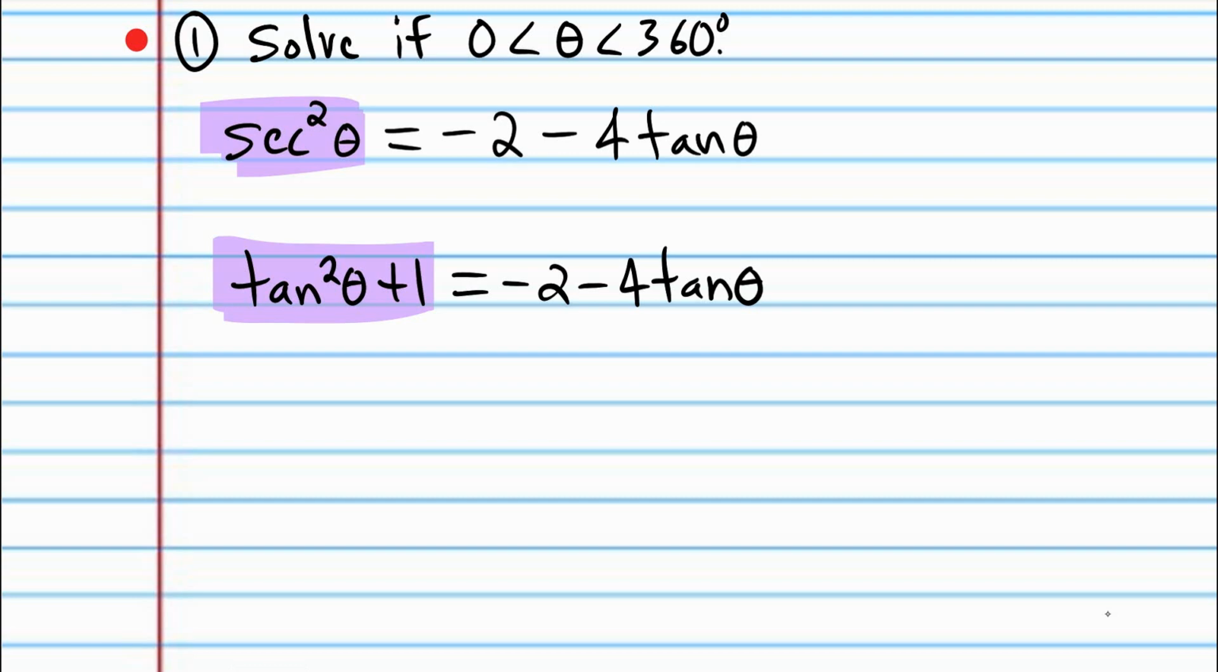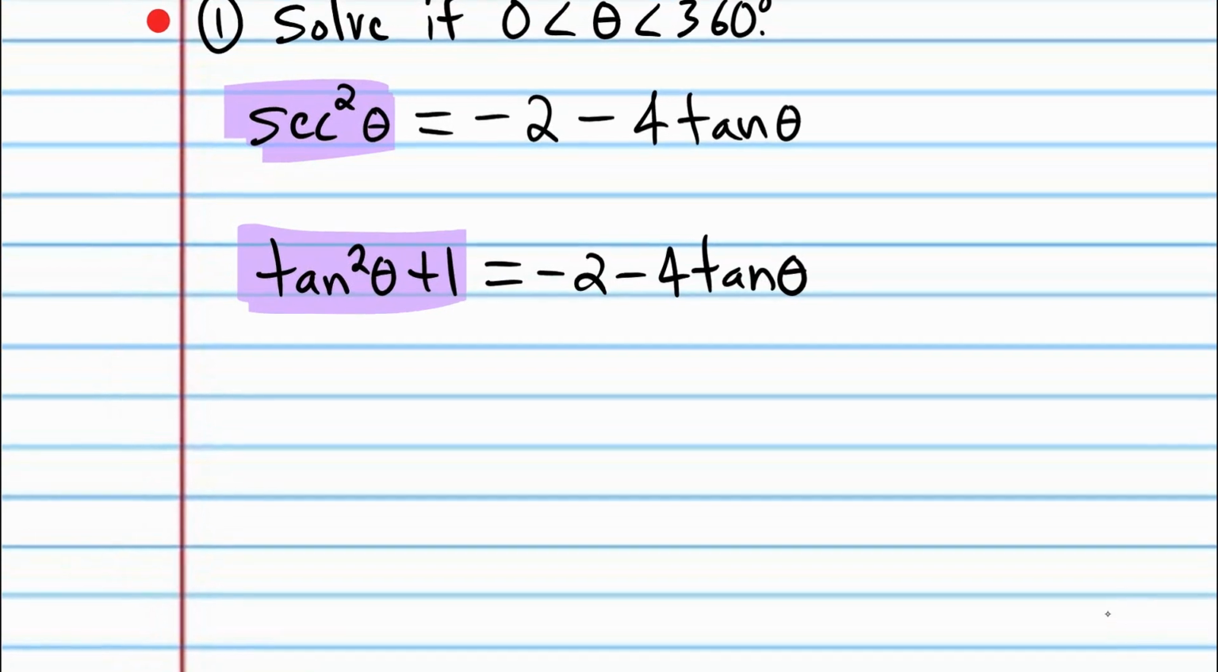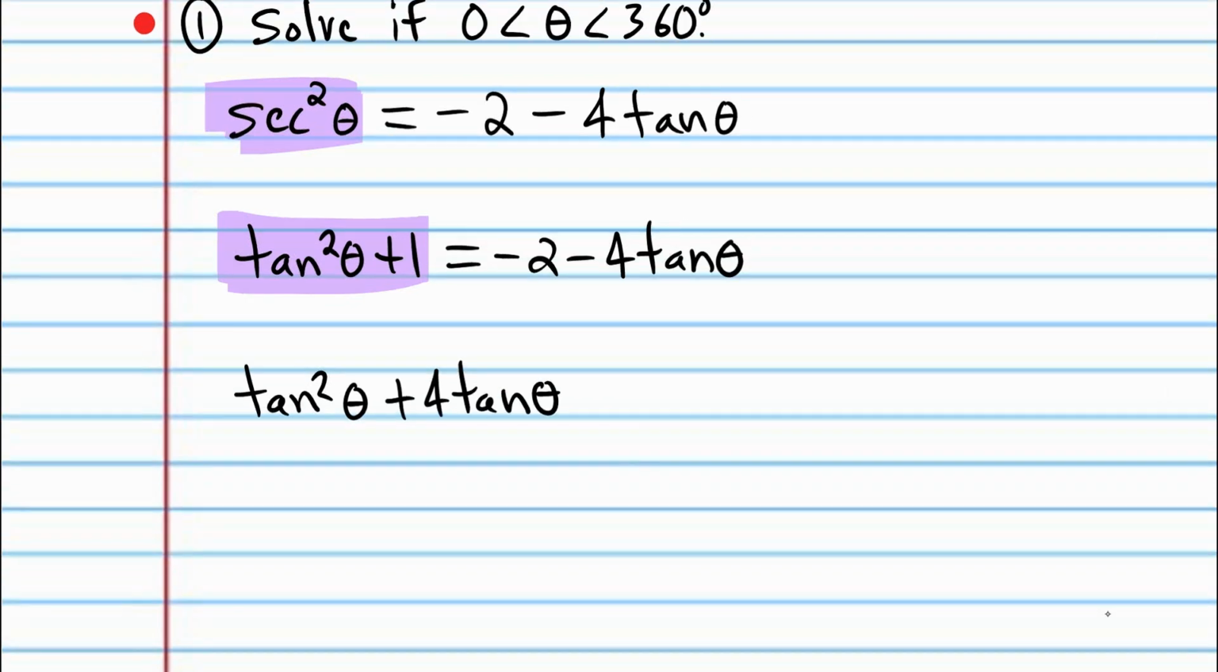And again, we're going to use the techniques we learned when solving quadratics to solve this. So we're going to put everything on the left side of the equation. And why the left side? Well, because we want a positive coefficient on the tangent squared theta term. So I'm going to add 4 tangent theta to both sides. Then I'm going to add 2 to both sides.